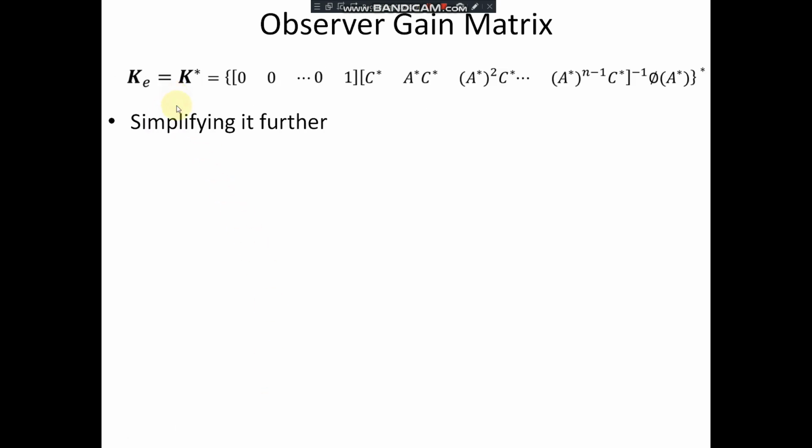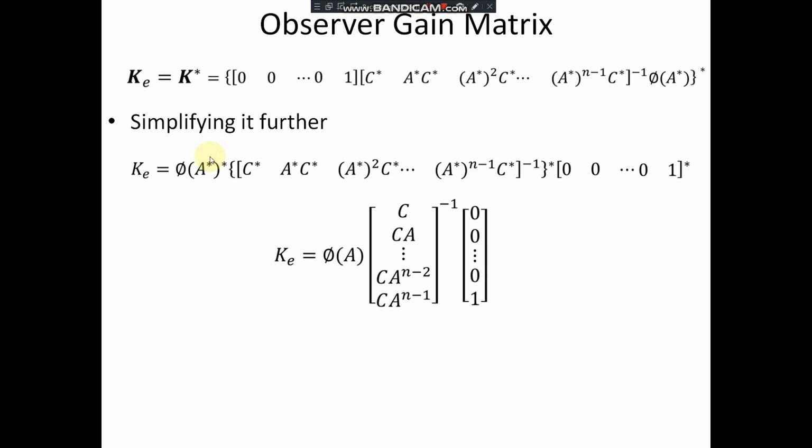Then Ke is simplified and written as phi of A, then C, CA, up to CA raised to n minus 2, CA raised to n minus 1, its inverse, into a column matrix 0 0 0 with the last element as 1. So with this direct equation one can get the value of Ke, that is the observer gain matrix.